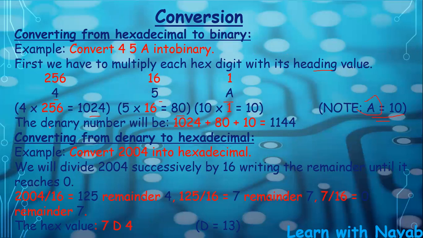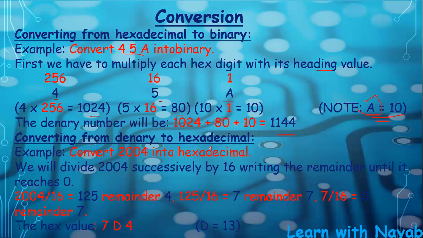Then what we have to do is add all these products. So 1024 plus 80 plus 10 equals 1114. So the denary value of the hex value 45A will be 1114.